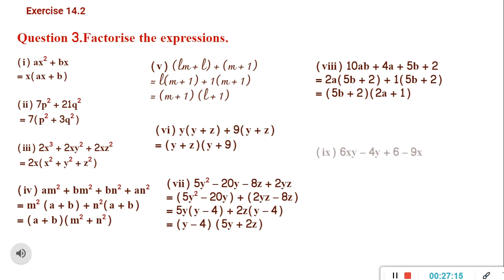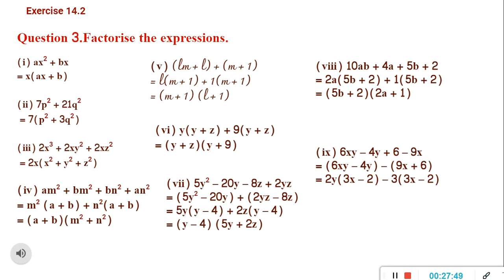So the answer is 5b plus 2 into 2a plus 1. Now the last question: 6xy minus 4y plus 6 minus 9x. Here also, the same way, we are regrouping: 6xy minus 4y minus 9x plus 6. Okay. Here you can see 6xy and 4y. 6xy can be written as 2 into 3 into x into y. Same way, 4y can be written as 2 into 2 into y. So 2y we can take as common. Now what is left out? 3x minus 2.